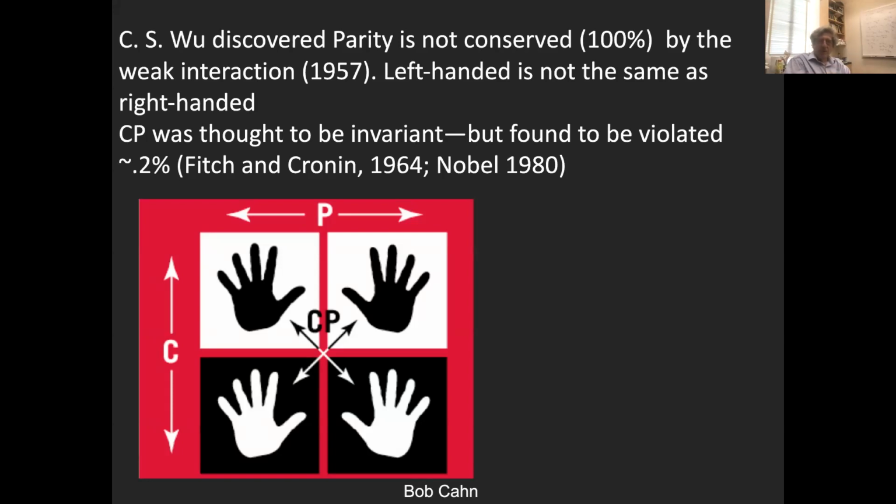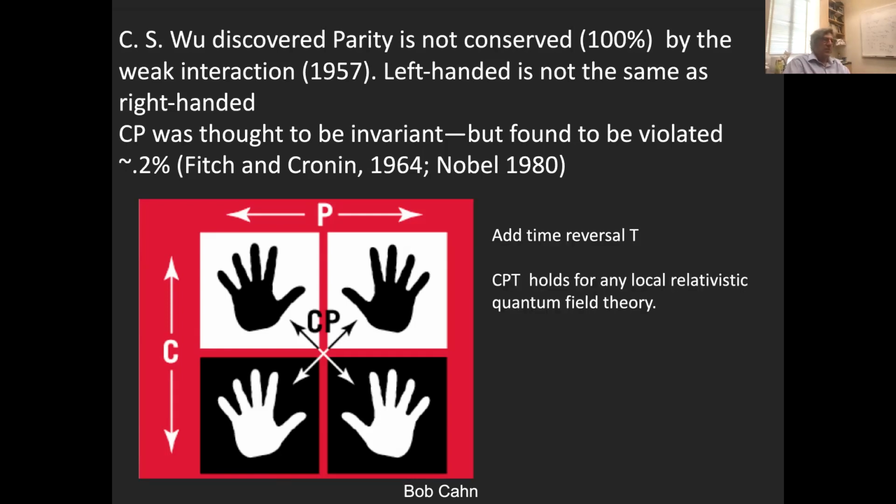So C.S. Wu, who I'll tell you about in a minute or two, discovered that parity is not conserved by the weak interaction. Left-handed is not the same as right-handed. CP was thought to be conserved, but was found to be violated by Fitch and Cronin, who got the Nobel Prize. In case I forget to say it later, the omission of C.S. Wu for a Nobel Prize was a huge mistake of the Nobel Committee. Everybody thought so at the time and afterwards, but that is what happened.